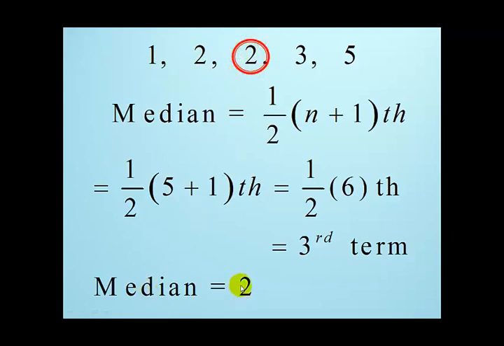Now let me go over this again so that you can understand it better. After arrangement in order of magnitude, we had 1, 2, 2, 3, 5. And when we counted the number of terms, we have 1, 2, 3, 4, 5. And 5 is an odd number. So if n equals 5, if n is an odd number, then this is how we find the median. Median is half the n plus 1 item. And n has given us 5. So by substitution, we have half of 5 plus 1. And 5 plus 1 equals 6. So half of 6 equals 3. That is the third item. And when we count 1, 2, 3, the third item is 2. That means that the median is equal to 2.